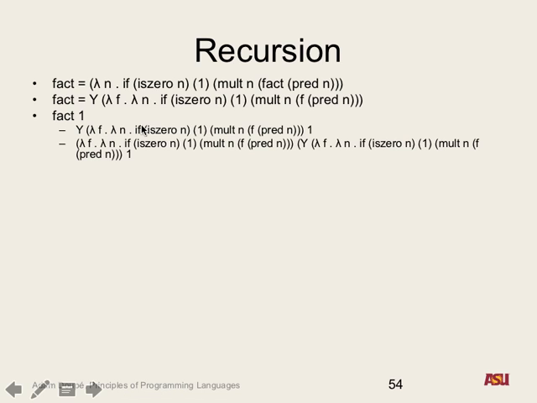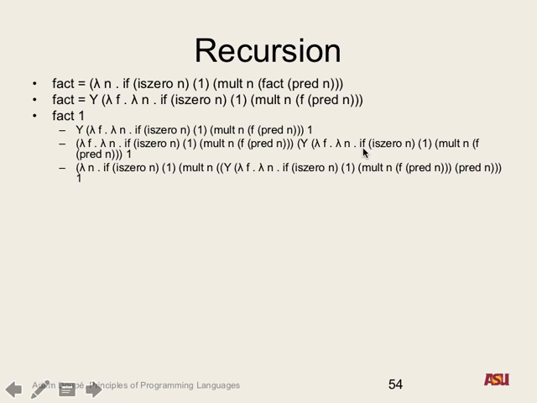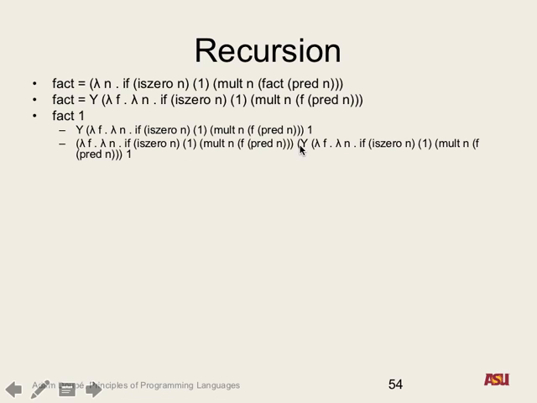So we do the Y combinator step, which first gives us lambda f dot lambda n, so that the expression that we passed in, right, applied to Y of lambda f dot lambda n is size 0, 1, multiply n by f, predicate of n, 1. Expanding that out again, so replacing now the f with the new function including the Y, right, the Y combinator.